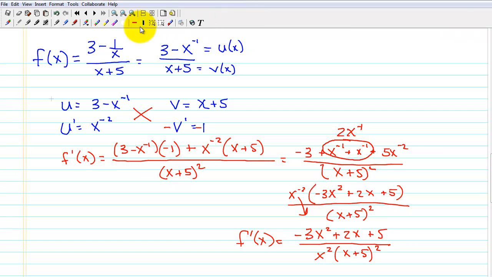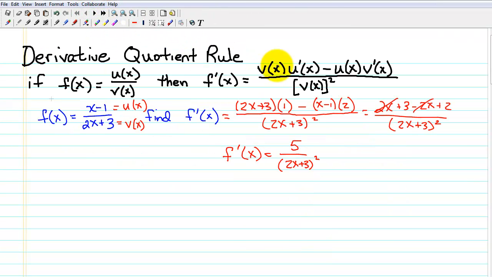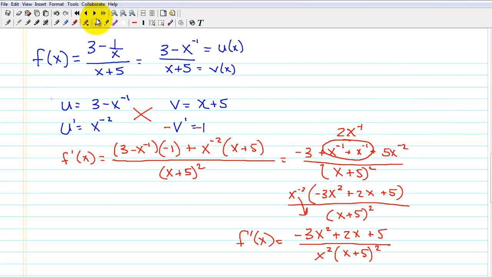So you can either memorize your formula and plug in, as I did on the first example, or you can memorize the pattern for setting up, where we set up u prime, v prime, and then remember to take the opposite here, cross multiply, and you still have to remember to put it over the denominator squared. So good luck in your deriving.